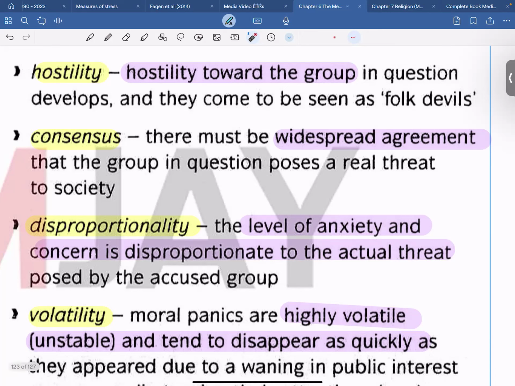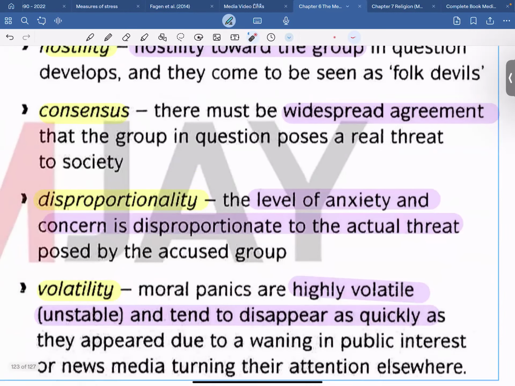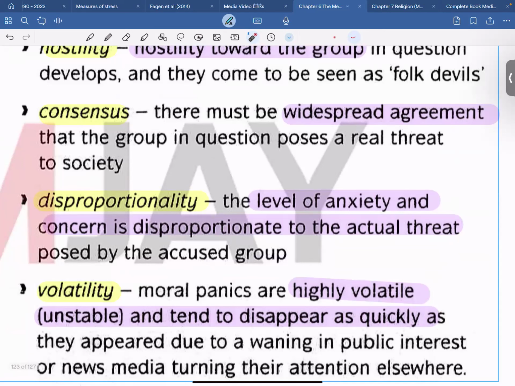Number 3, consensus, the third feature that leads to a moral panic. There must be widespread agreement that the group in question poses a real threat to society. When we use the word consensus here, the idea is that it isn't just you, or your family members or your social network, who believes that the group the media has been showing over and over again in a negative manner is a threat to society. There should be widespread agreement. Many people in that particular society should share it.